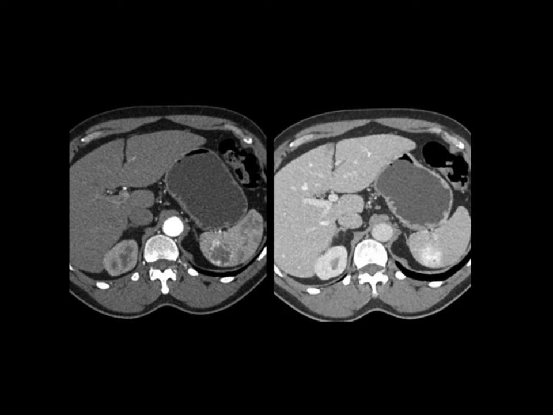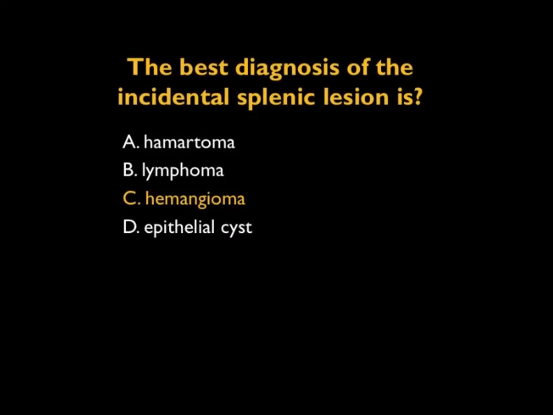This is not a hamartoma. Hamartoma is usually low density, a bit larger. Lymphoma would not have this enhancement pattern, and it's surely not a cystic lesion, so it's not an epithelial cyst, it's not an epidermoid cyst, and it's not a hydatid cyst. Excellent example of splenic hemangioma.